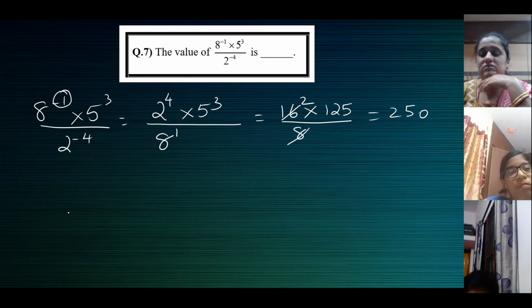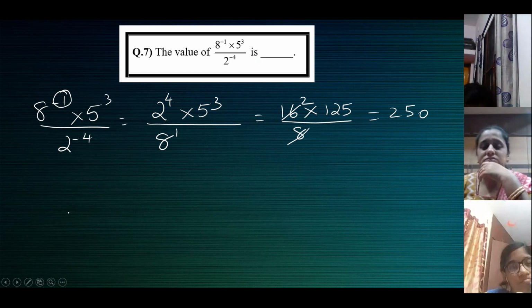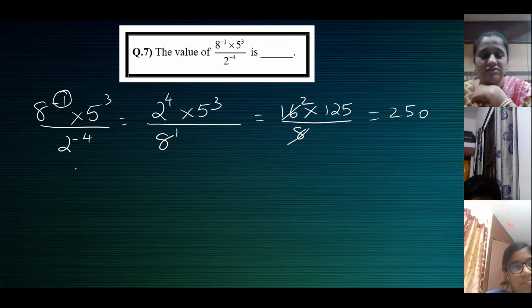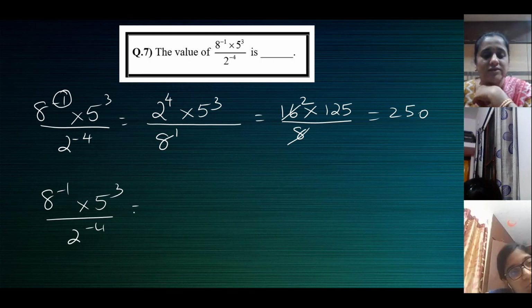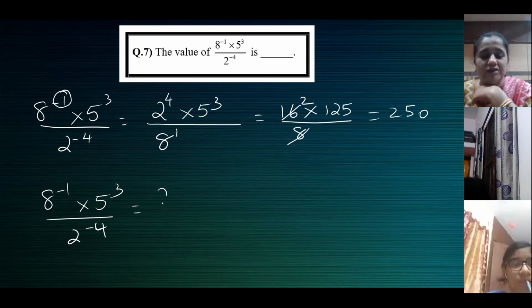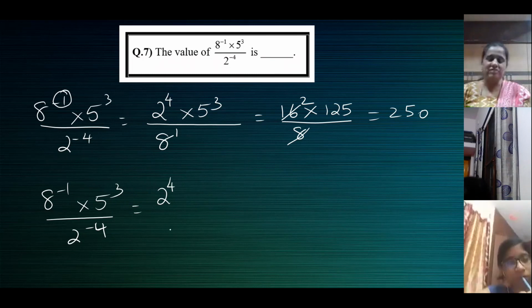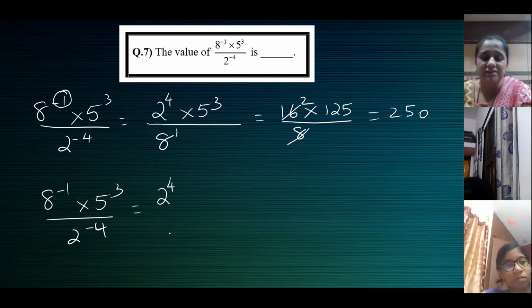Ma'am, after simplifying, I'm also getting 250, ma'am. No, one minute. Let me just answer one second, Bhavishya. 8 to the power minus 1 into 5 to the power 3 by 2 to the power minus 4. So, Swati, I'm saying the power is negative here, right? Minus 4. If you want to make it positive, from the denominator, if you write it in the numerator, it will become positive. That's the equivalent. You're writing the equivalent.